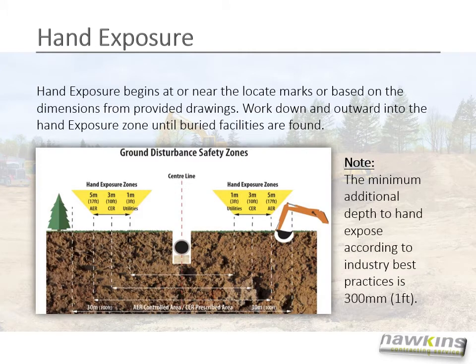Hand exposure begins at or near the locate marks or based on the dimensions from provided drawings. Work down and outward into the hand exposure zone until buried facilities are found. Note that the minimum additional depth to hand expose according to industry best practices is 300 millimeters or 1 foot, meaning you don't stop at the bottom of the discovered utility, you go on for another foot to ensure there are no other utilities below and that you have in fact located the correct depth of the bottom of the utility.